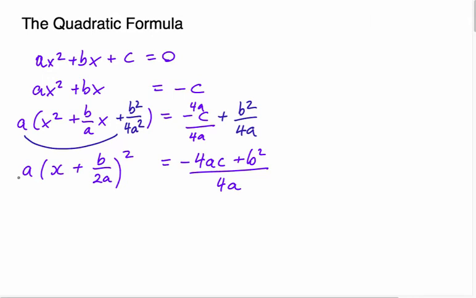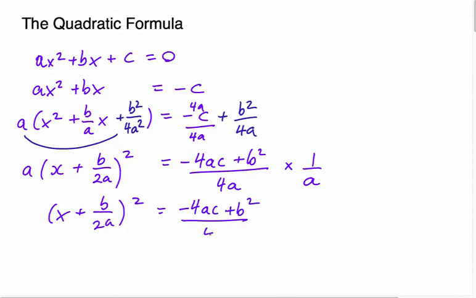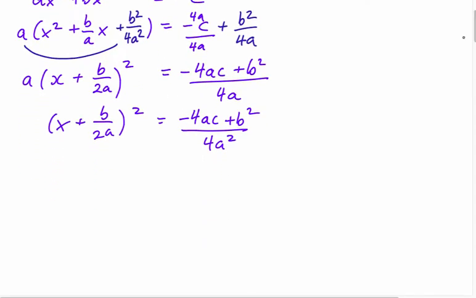And I want to divide both sides by a. So I get x plus b over 2a squared is, if I divide this by a, that's the same as multiplying by 1 over a. So that gives me minus 4ac plus b squared over 4a squared. And I give myself a little bit more room to work here.